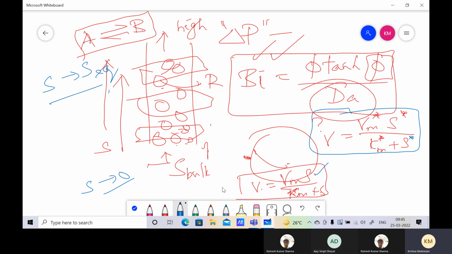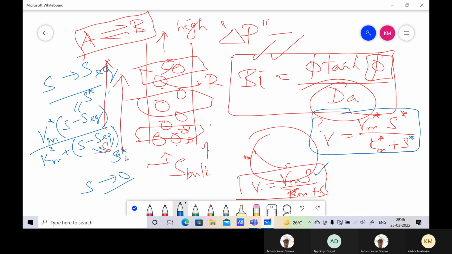Is it possible that I can write S star as some kind of Vmax star, S minus S equilibrium upon Km star plus S minus S equilibrium? Well, this is S star. This I leave for you all as a question. Are you understanding my point? What is its original formulation? You will remember its original formulation.